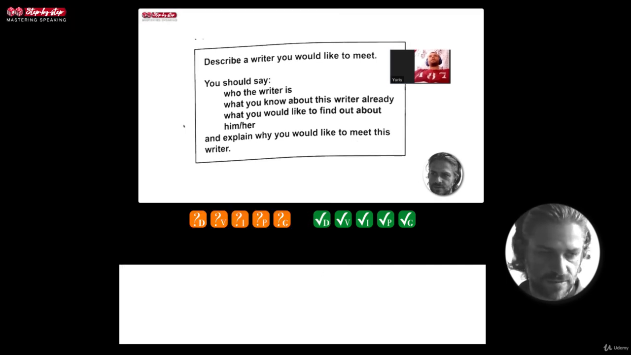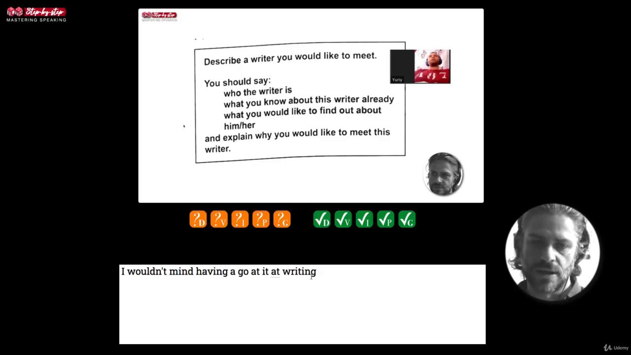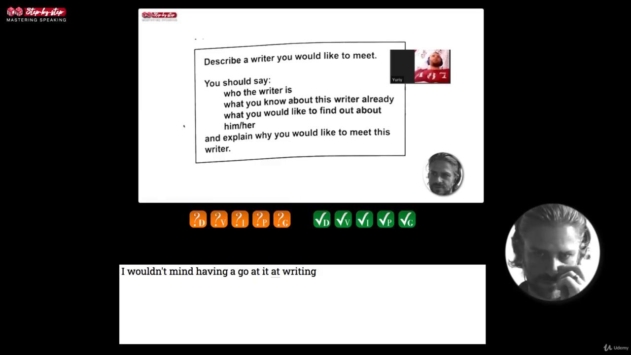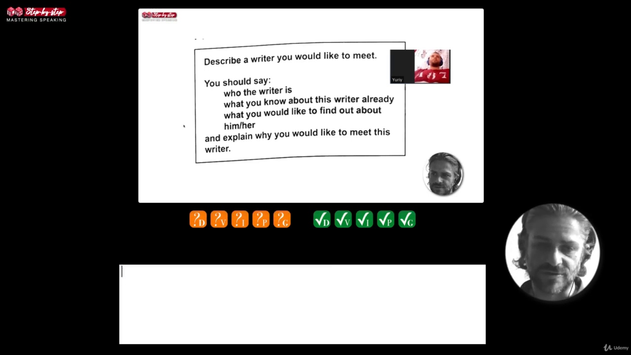Have a go at something. I wouldn't mind having a go at it, at writing. So to have a go, and with mind, after mind comes -ing, so I wouldn't mind having a go at writing. I think in certain topics I wouldn't be too bad. But if I would try, so okay, be careful with that one. So if I would try, same problem with the second conditional.